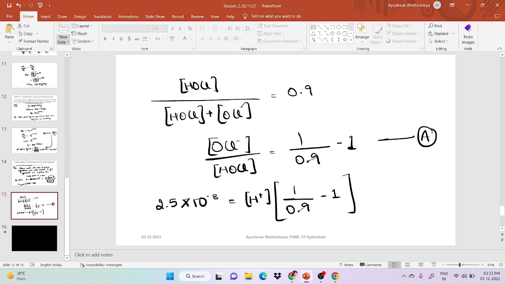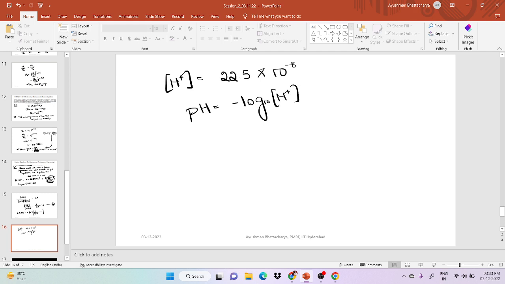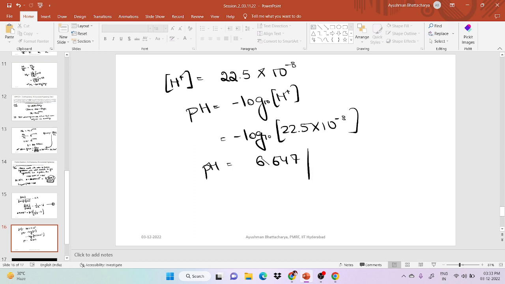From here, if we solve, we get the value of H plus as 22.5 into 10 to the minus 8. The pH value you can calculate as minus log10 of H plus. So minus log of 22.5 into 10 to the minus 8, the value will come out to be 6.647. So the pH will be 6.647.